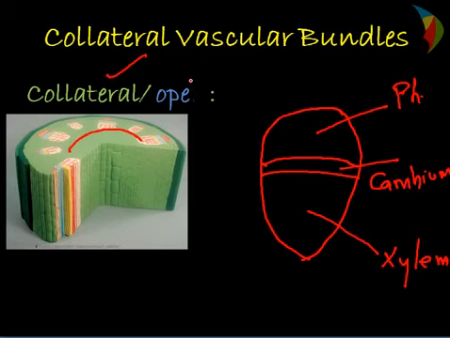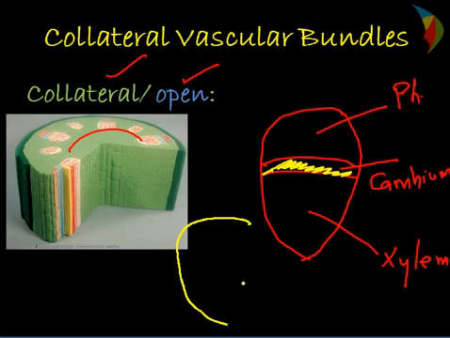Now there is another thing which is open type. When the tissue has the presence of a cambium layer, then it is called the open type. This is the cambium layer. If it is present, it is called the open type, and in the case of closed type, if you see the cross section of the closed type, there is no cambium layer.